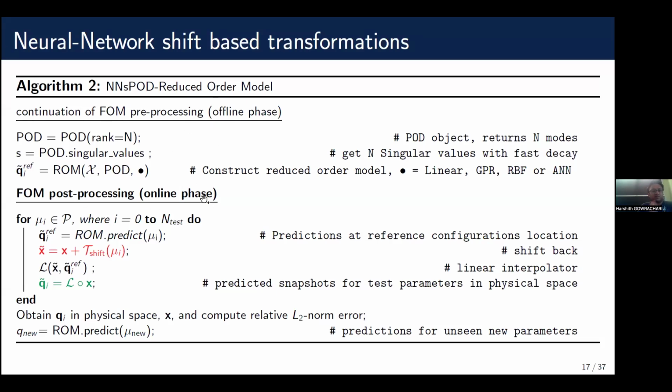And in the online phase, all your predictions are still at the reference configuration, because you do reduction and manifold approximation only at the reference configuration. So again, you have to shift back like this, and again you have to do interpolation to get back to the physical space. And now your predictions are in physical space. This is how you do the predictions in the online phase.